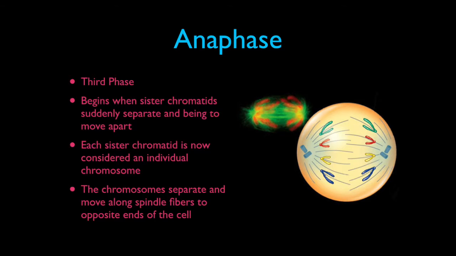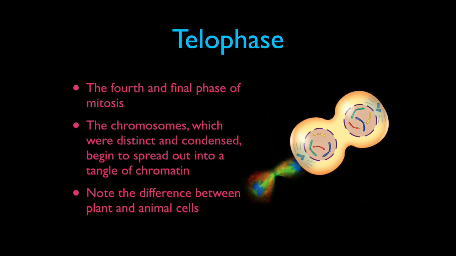Third phase, anaphase. The fourth and final phase of mitosis is telophase. This is when the chromosomes, which were distinct and condensed, begin to spread out into a tangle of chromatin. Note the difference between plant and animal cells.